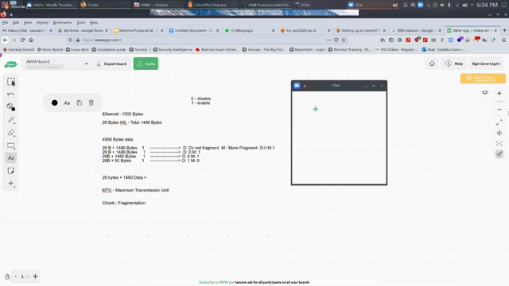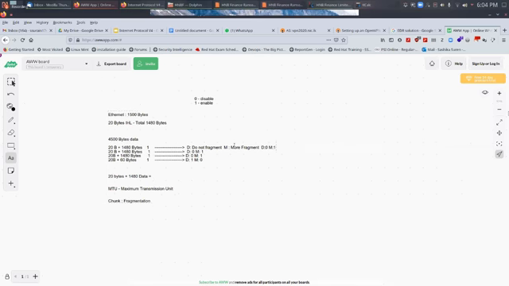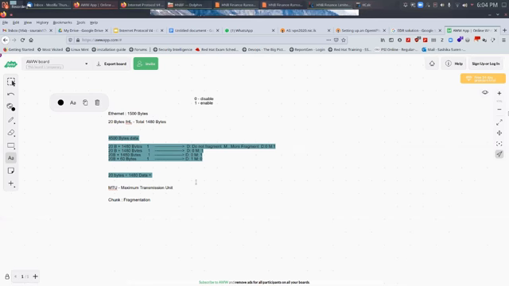Right. So this is exactly what I'm expecting here: the do not fragment and the more fragment. Guys, is this clear? Are you having any issues or concerns related to this?